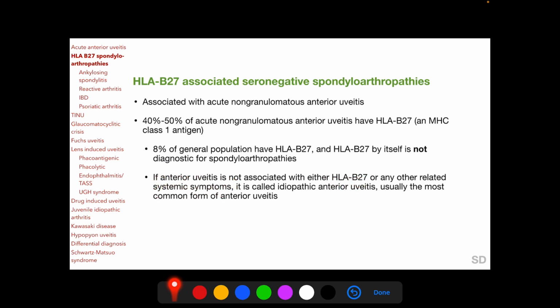And if anterior uveitis is not associated with either HLA B-27 or any other related systemic symptoms and signs, it is called idiopathic anterior uveitis. This idiopathic anterior uveitis is usually the most common form of anterior uveitis encountered in the clinic.